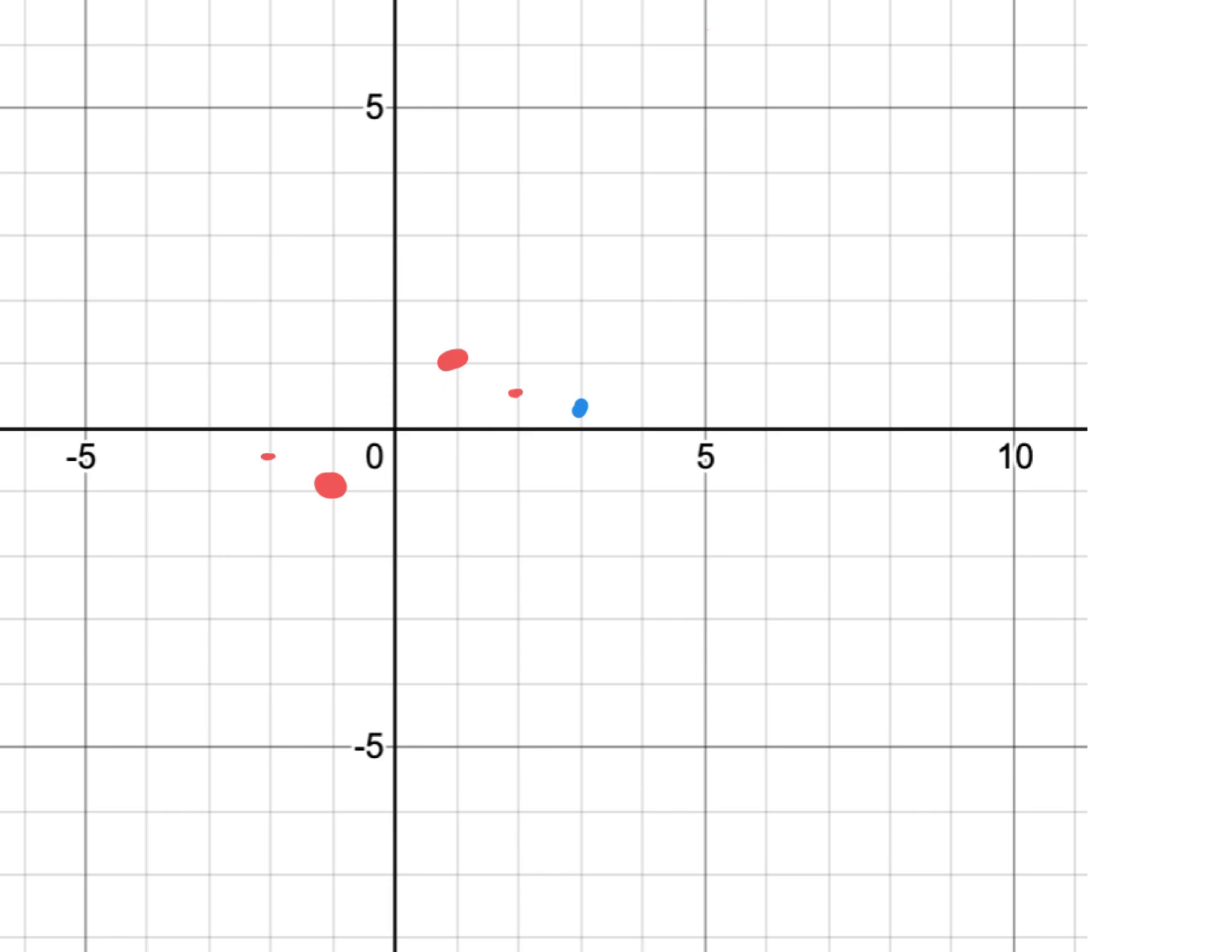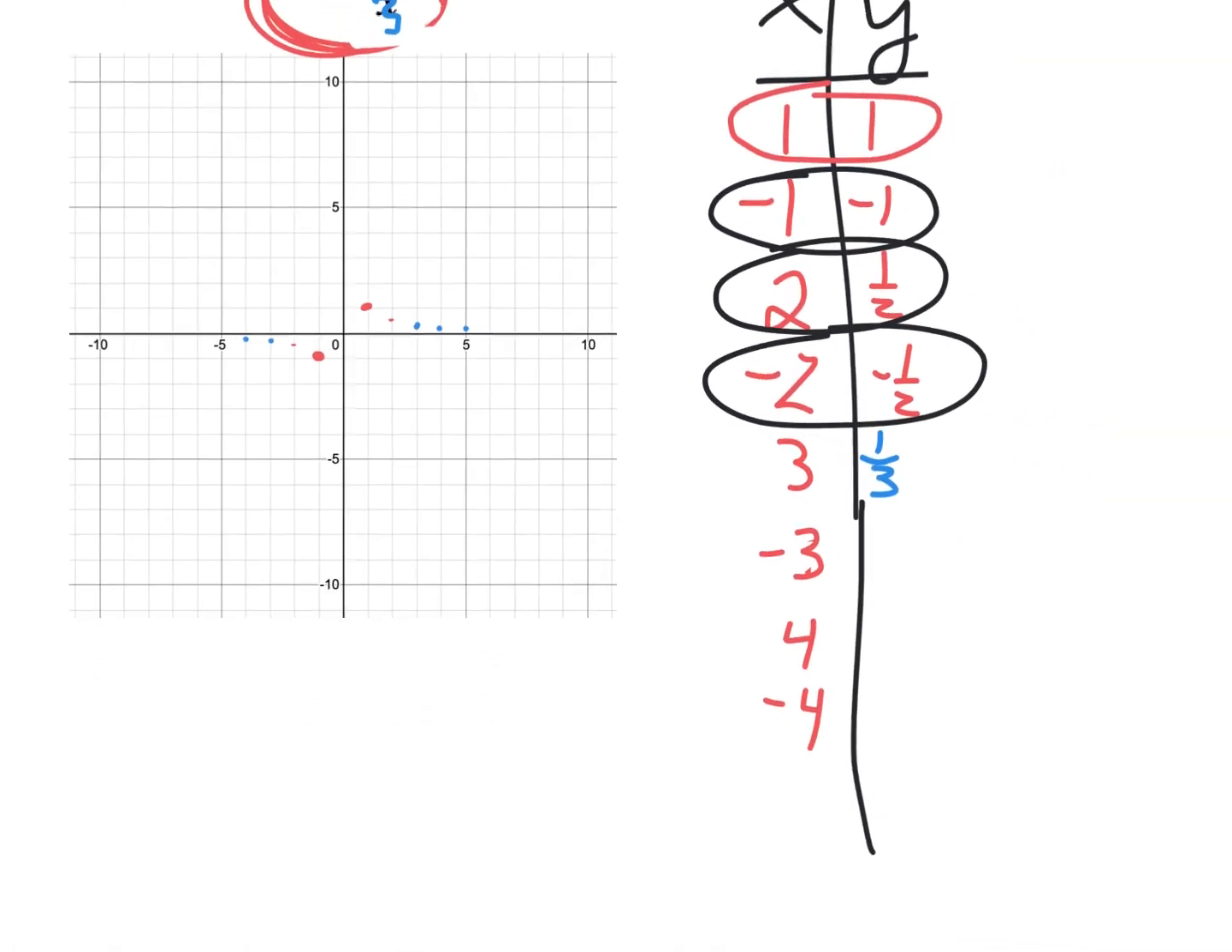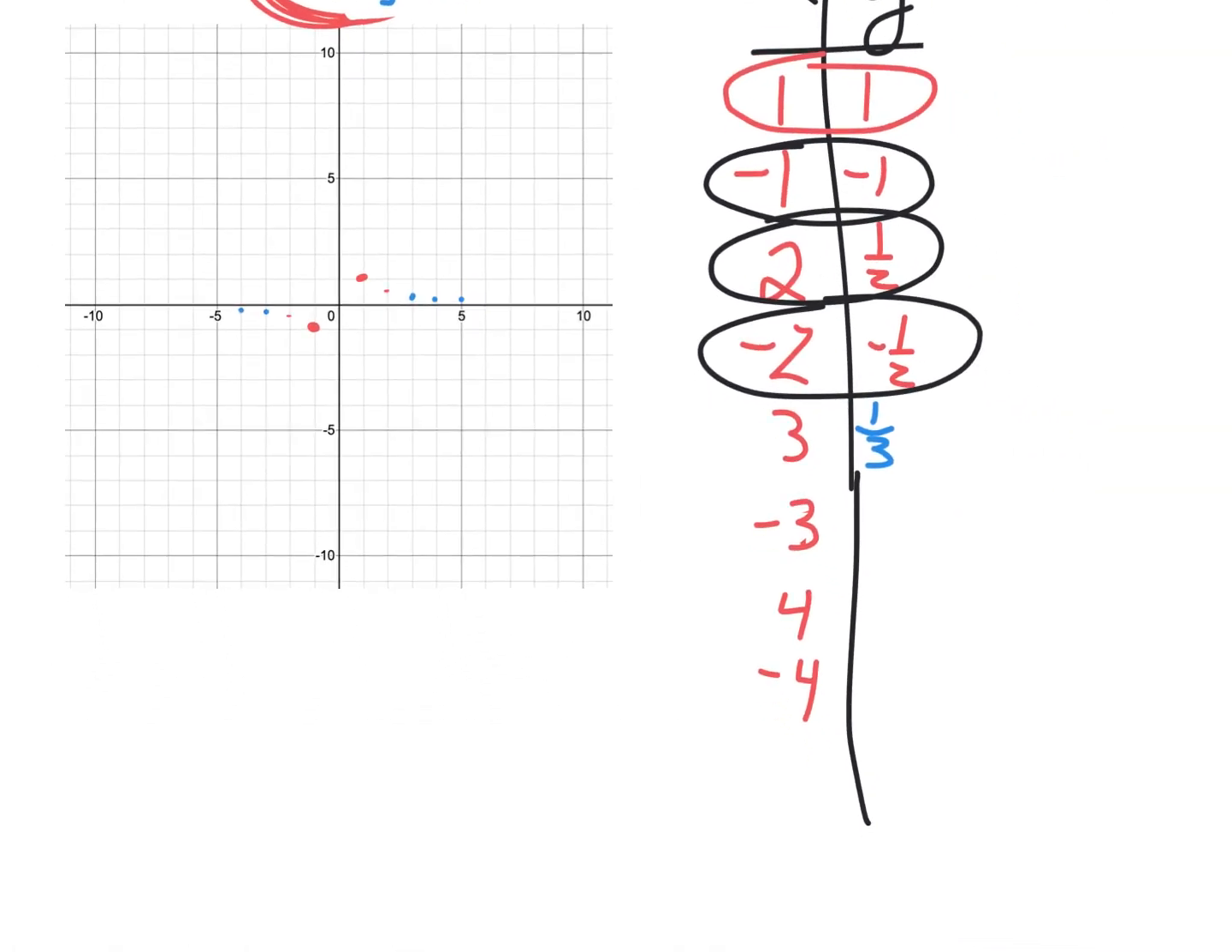Do you see what's going to happen? If you put in 4, you're going to get 1/4. If you put in 5, you're going to get 1/5. And it just gets closer and closer to that line. All right. So -3 made -1/3. 4 made 1/4. -4 made -1/4.